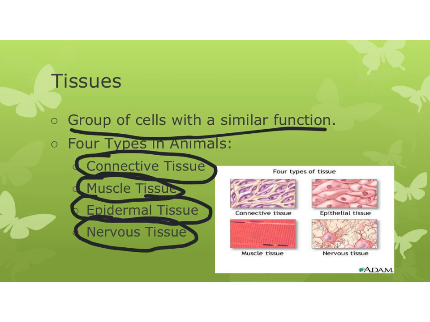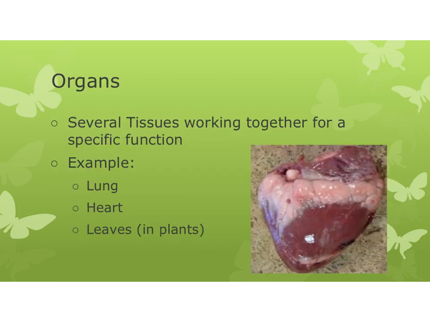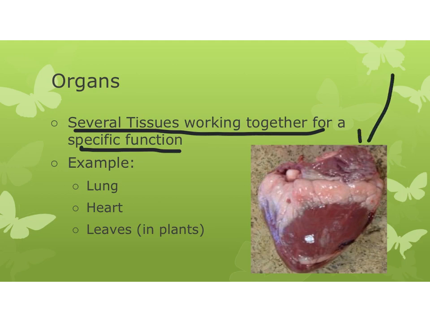So now, if I took a bunch of tissues that were working on a similar function and put them together, that would give me an organ. An organ we define as several tissues working together for a specific function. I think a simple example that we've all heard of is the heart is an organ. So this, I believe, is a sheep's heart. Now, this heart has lots of different types of tissue in it.